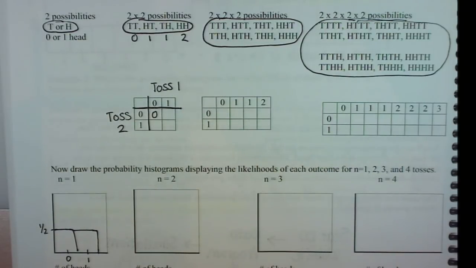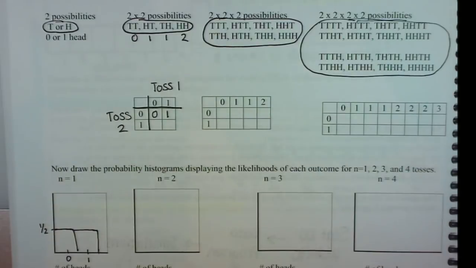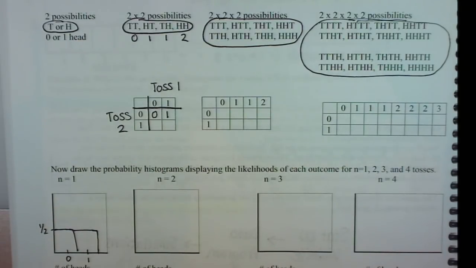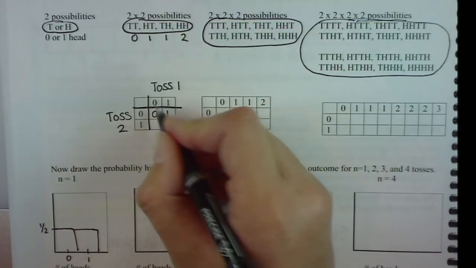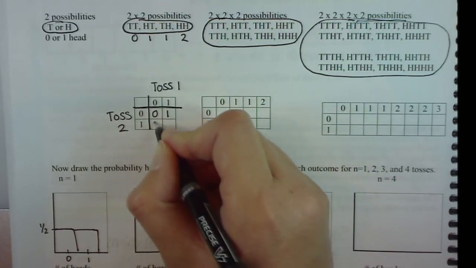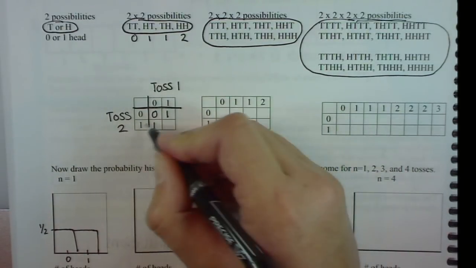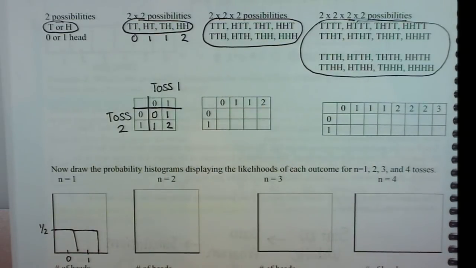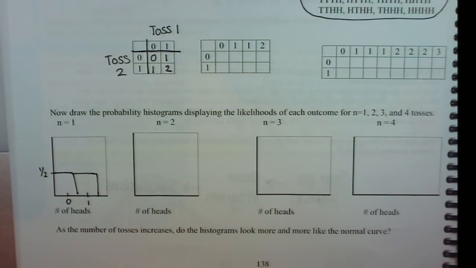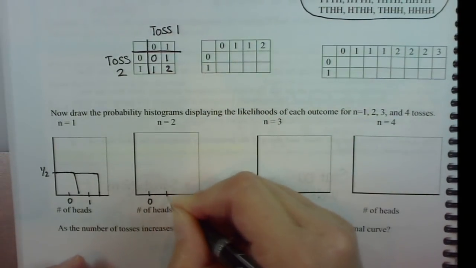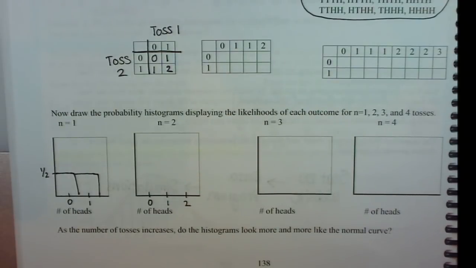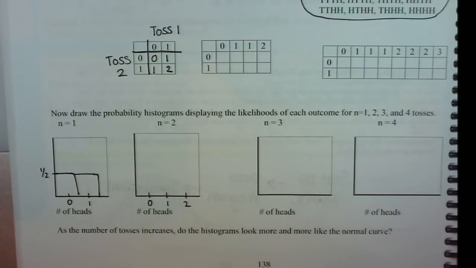If on toss 1 I get a head and toss 2 I get a tail, that is a total of 1 head. And then, if I get a tail on toss 1 and a head on toss 2, that's also a total of 1 head. And if I get a head and a head, that's a total of 2 heads. So for n equals 2, I can either get 0 heads, 1 head, or 2 heads. And if I toss the coin twice, I should get 1 head as my expected value.